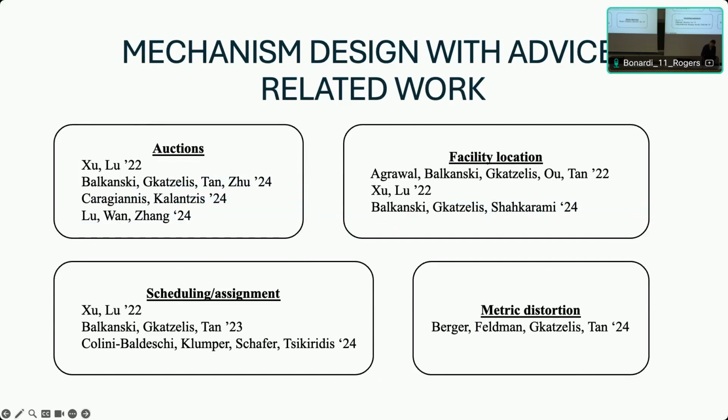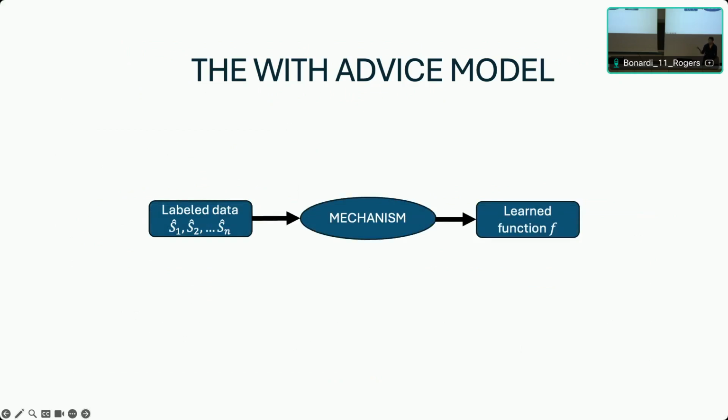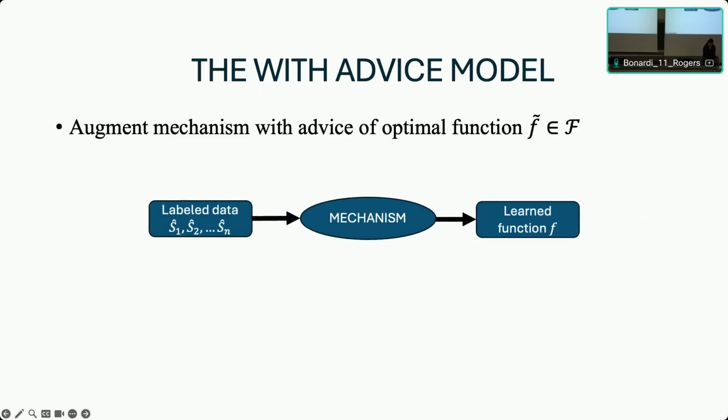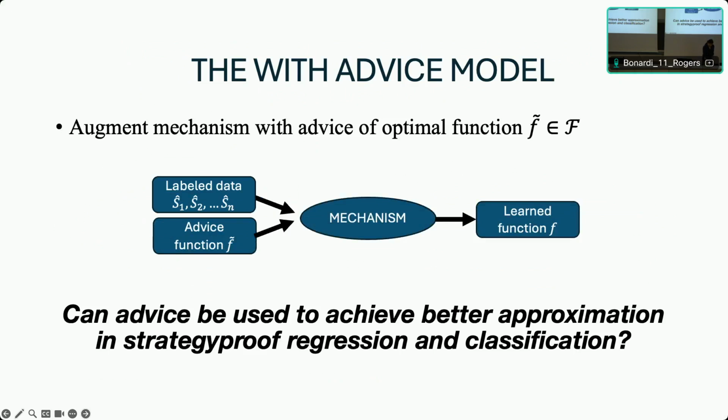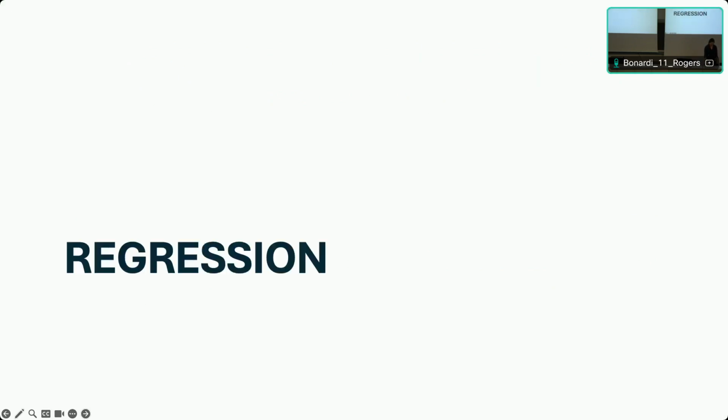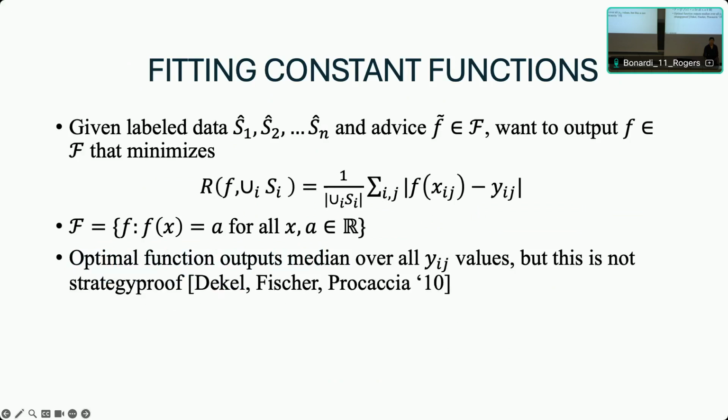And so what we do is we initiate the study of strategy-proof learning with advice. If we return to our mechanism model, we're just going to augment the mechanism with advice on what we think the optimal function should be. And so what we are trying to answer is, can advice be used to achieve better approximation in strategy-proof regression and classification?